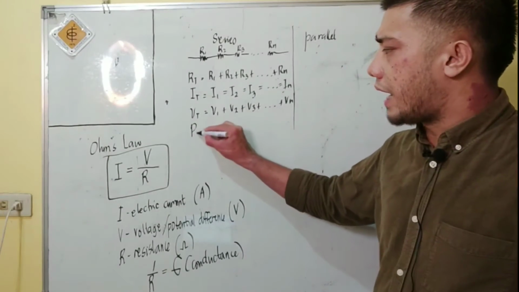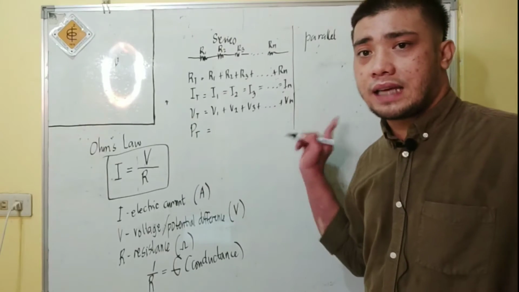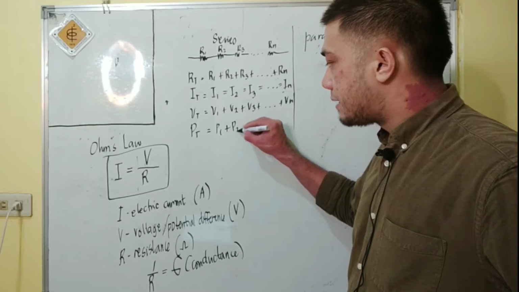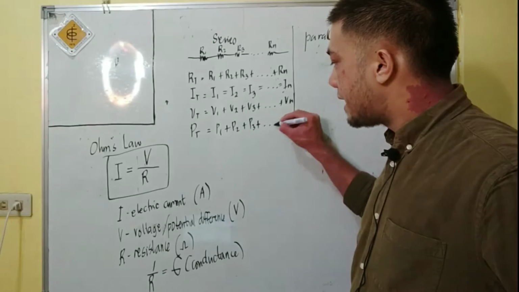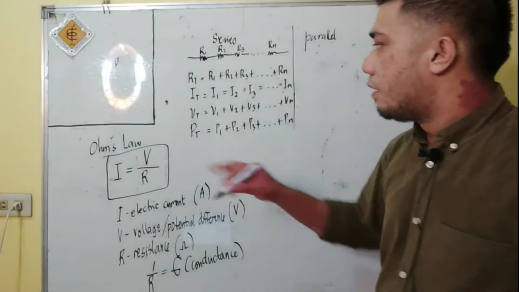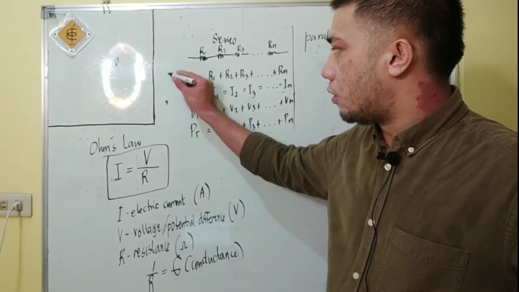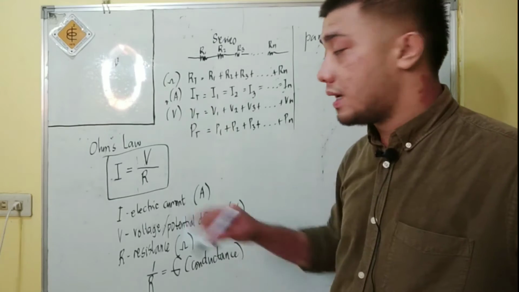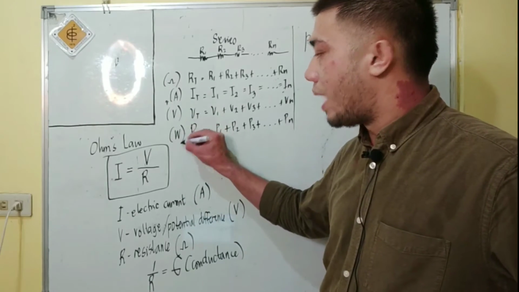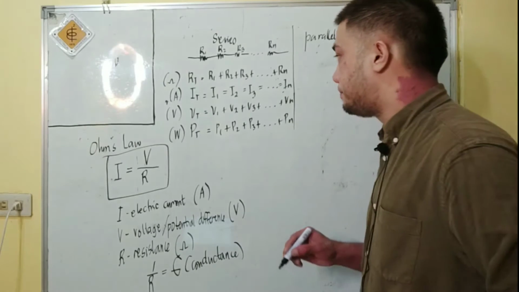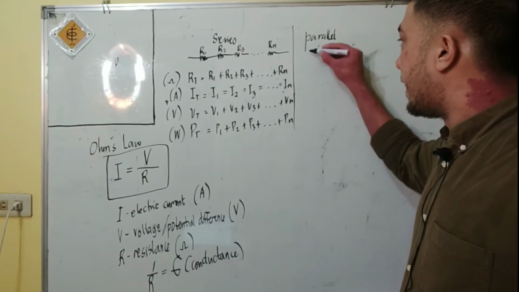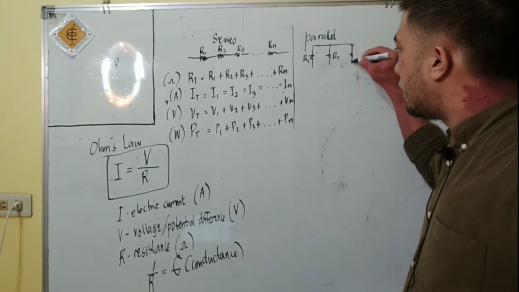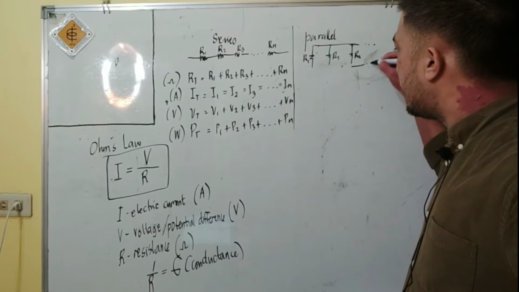And for the power, take note, power is the same for series and parallel. Power is just additive: P1 plus P2 plus P3 plus and so on. Again, for the resistance, that's ohms. For the current, that's ampere. For the voltage, that's volts. And for the power, that is watts. Okay. For the parallel, let's say we have R1 here, R2, R3, and so on.